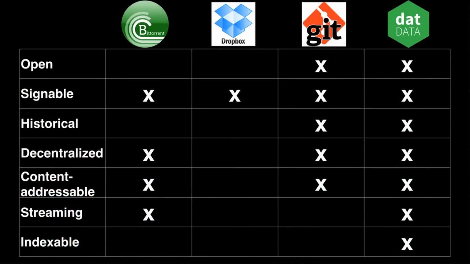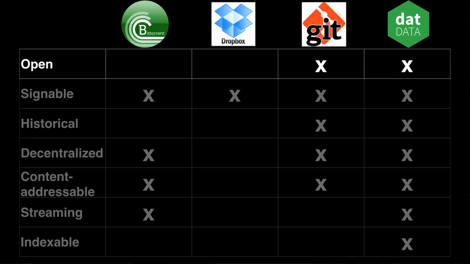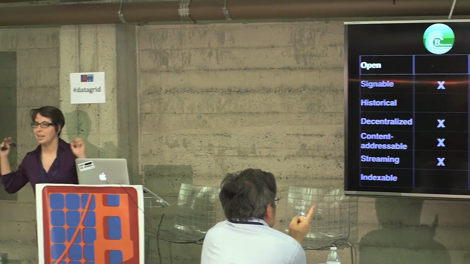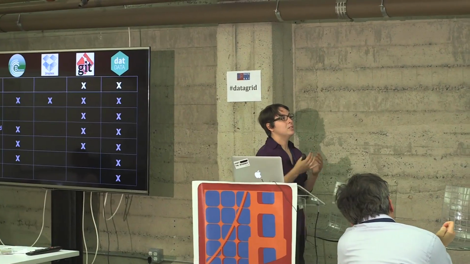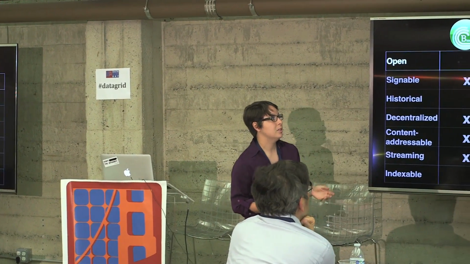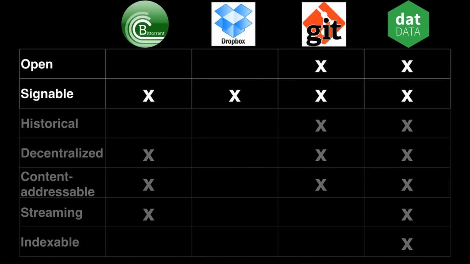So if we're looking at all of the different solutions that are kind of similar with data sharing and collaboration, the first here is BitTorrent on the left. BitTorrent is not open. BitTorrent Sync is a proprietary protocol. So even though BitTorrent itself is an open thing, it's not open source and it's not very hackable in that way. Dropbox is obviously not open source. And then we can go down the list.